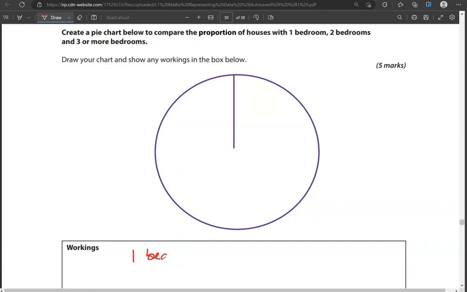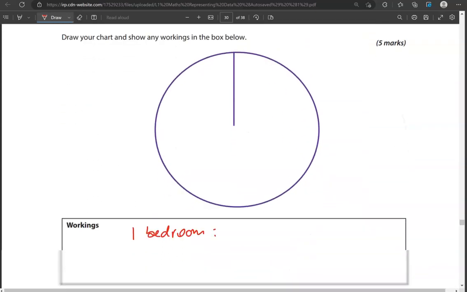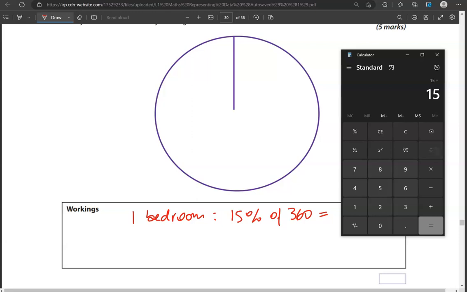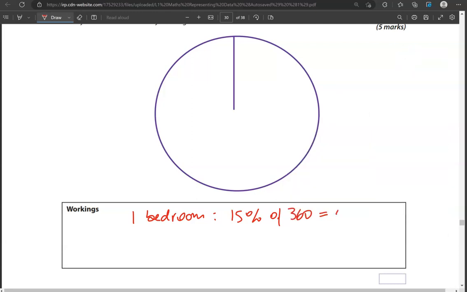So 1 bedroom, that is 15% of the total. So this will take 15% of the full circle. How many degrees is that? We'll work out 15% of 360 because there are 360 degrees in total. So 15% of 360, we do 15 out of 100 of 360, which is 54 degrees.